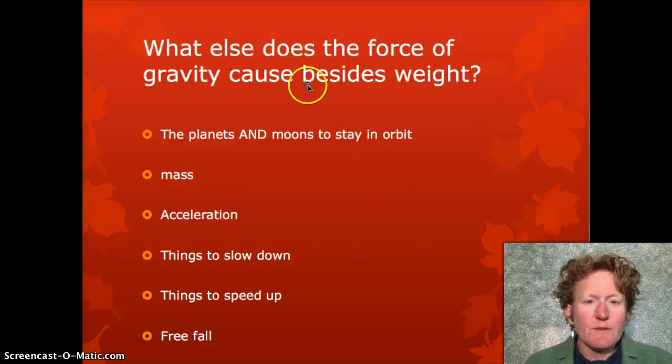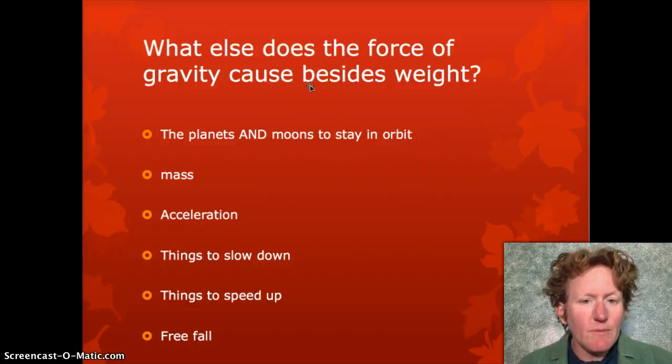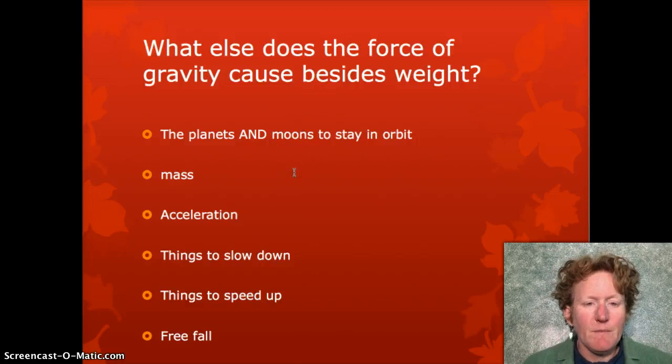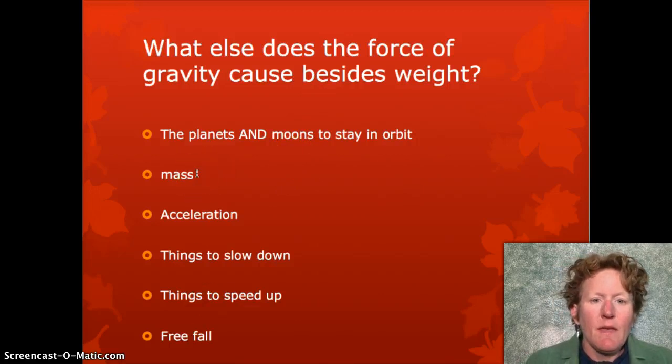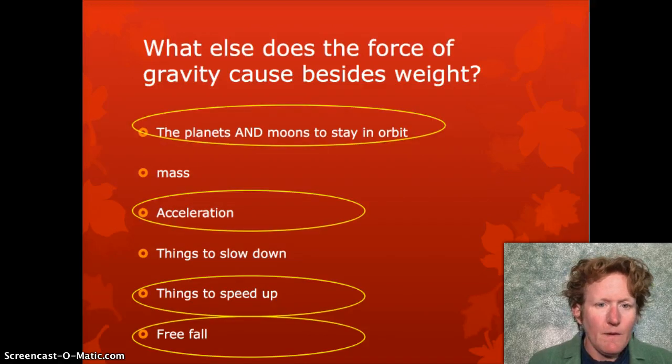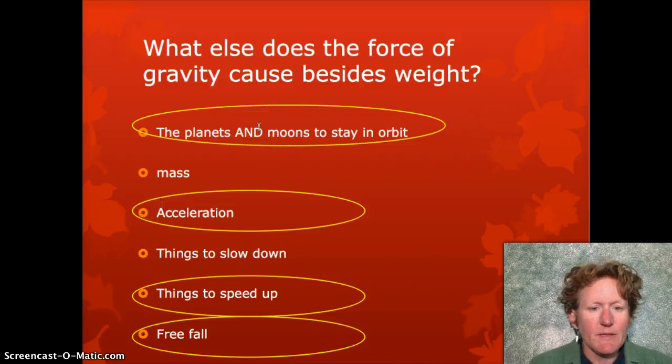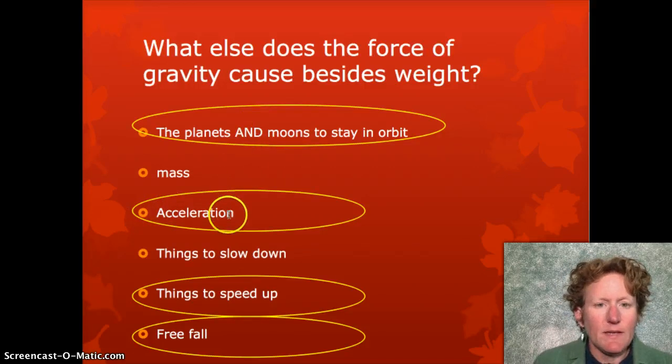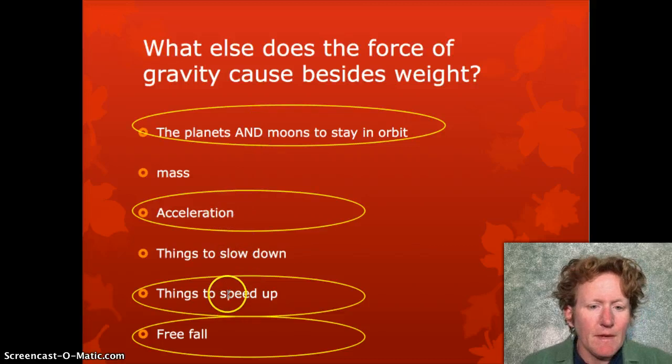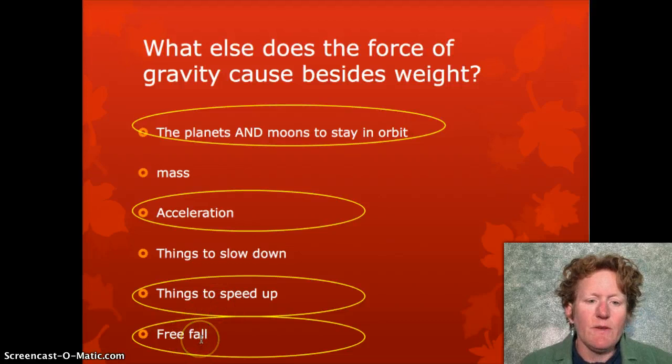What else does the force of gravity cause besides weight? Take a minute, pause the video, and pick from this list what gravity causes. Were you correct? Gravity's pretty handy in keeping everything in orbit. It causes acceleration. It causes things to speed up and things to free fall.